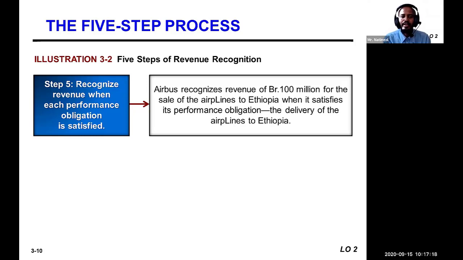Airbus recognizes revenue of 100 million for sales of the airplanes to Ethiopia when its performance obligation is satisfied: the delivery of airplanes to Ethiopia.